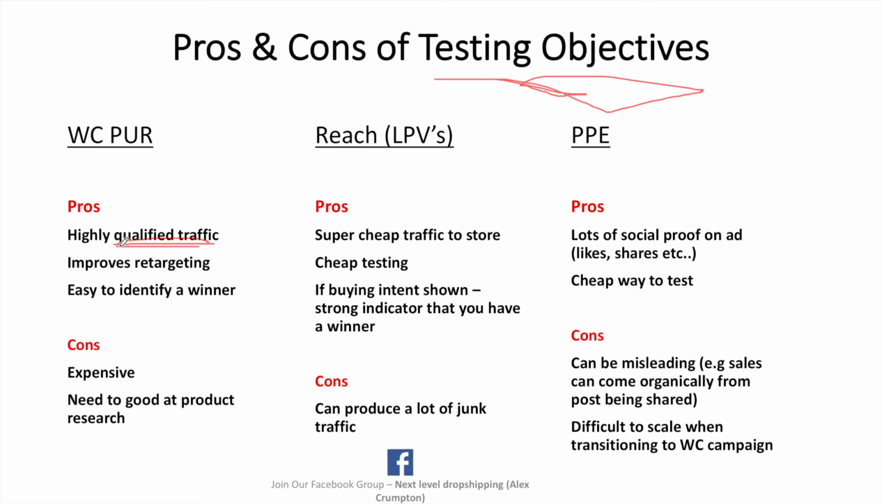So if you get your targeting right and you reach the right audiences, you'll have no trouble getting sales when optimizing for purchases. It improves retargeting because you've got such a healthy flow of quality traffic flowing through your website. So when you're retargeting this traffic, you can get super high return on ad spend for your retargeting campaigns. It's also easy to identify a winner because if you're getting consistent sales, then you know it's likely that it's a winning product.